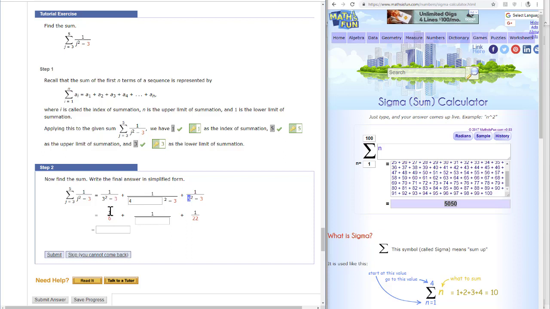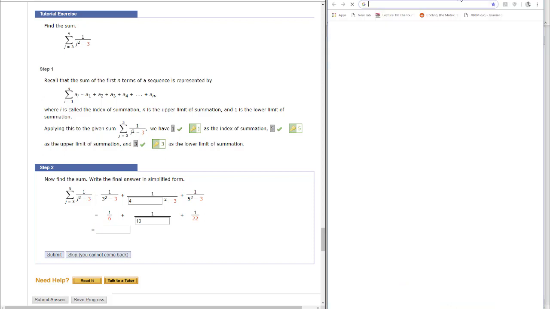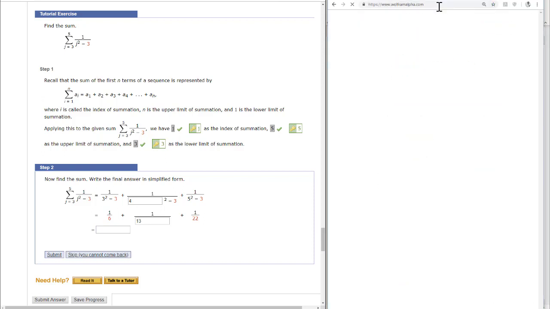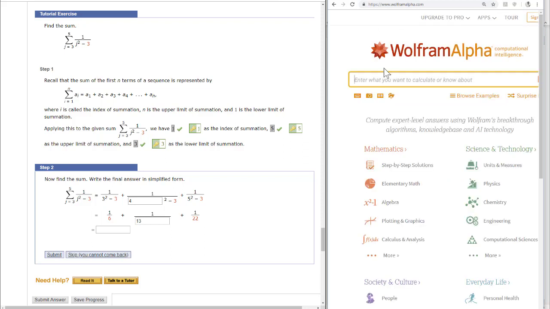So what is that? Well, if you just do the calculations, this is 9 minus 3 is 6, so that's 1/6. We have 16 minus 3 is 13, and then 25 minus 3 is 22. So now we just have to add these up. Well, if you're good at adding fractions, that's great. I'm going to use Wolfram Alpha to add fractions.